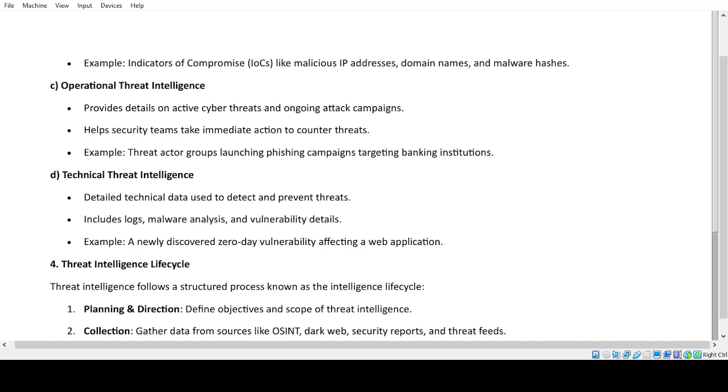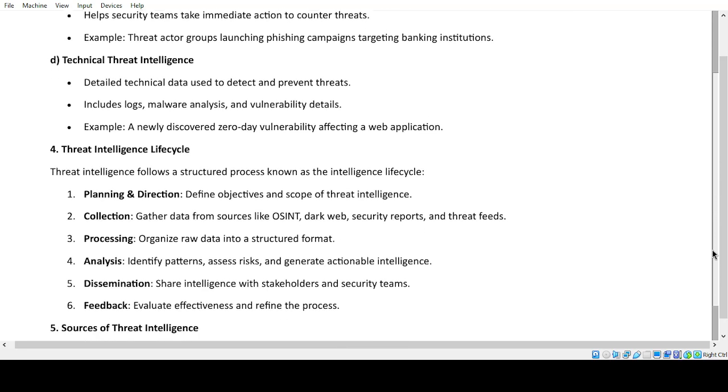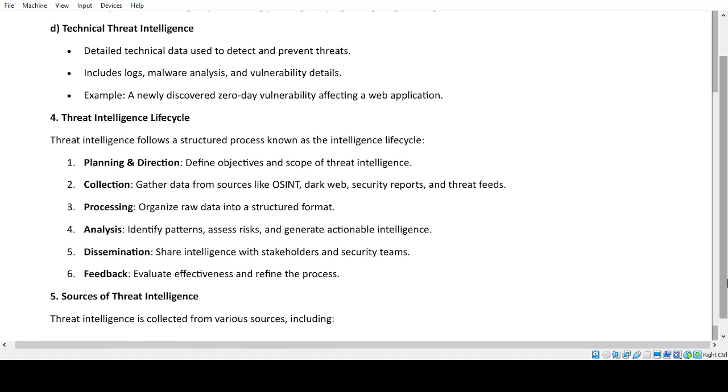4. Threat intelligence lifecycle. Threat intelligence follows a structured process known as the intelligence lifecycle. 1. Planning and direction. Define objectives and scope of threat intelligence. 2. Collection. Gather data from sources like OSINT, dark web, security reports, and threat feeds. 3. Processing. Organize raw data into a structured format.